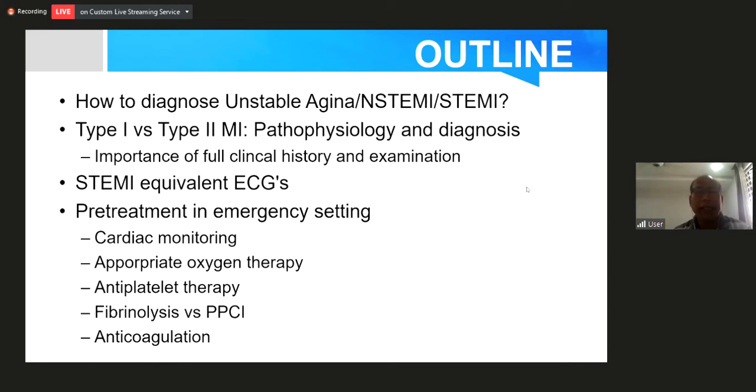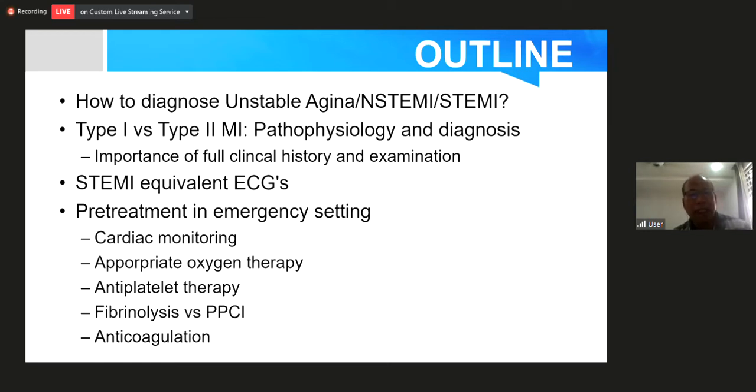The type 1 is basically, because we know the pathophysiology, the cause is within the blood vessel. The type 2 myocardial infarction normally is secondary to a cause, for example anemia, sepsis, or spasm. That also can cause features like an acute myocardial infarction.